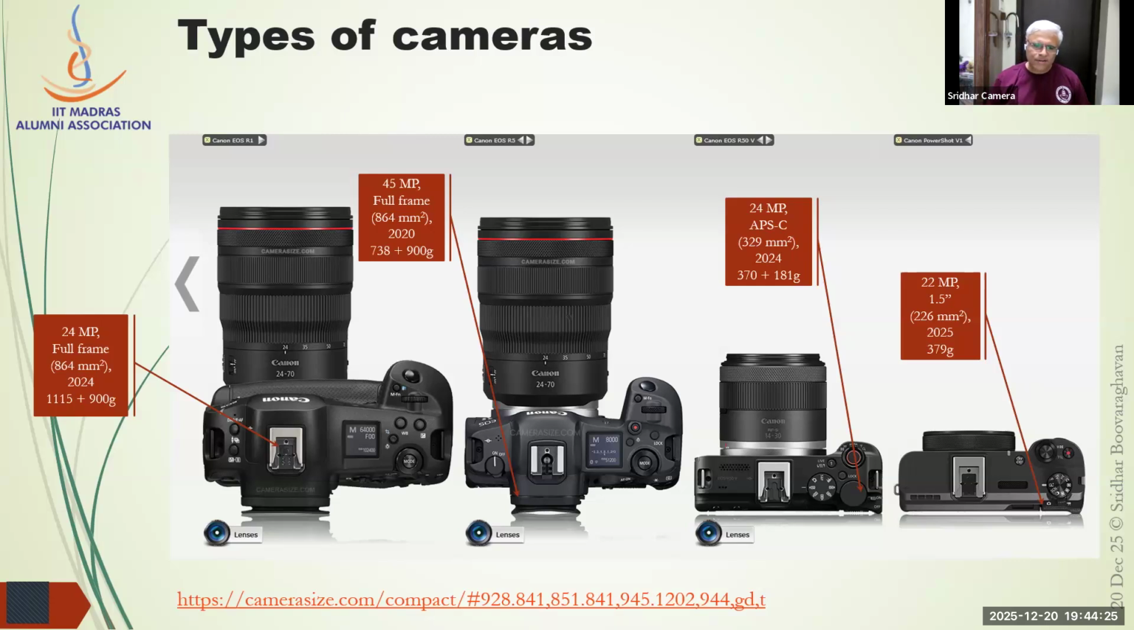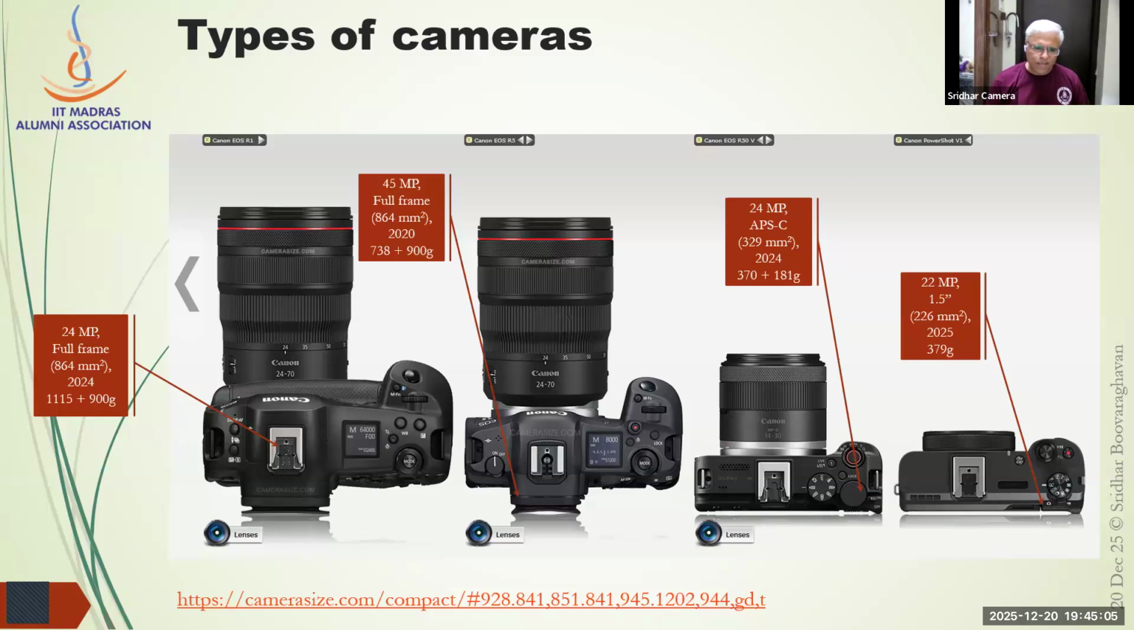Again, I attached that large lens mostly just to show you the scale. But let's look at the R1. The R1 is a professional full frame camera. It's 24 megapixels, and full frame means the sensor is the same size as the film size, which is 36 by 24 millimeters, and the area of this is 864 square millimeters. And this area is important. We will discover soon why.